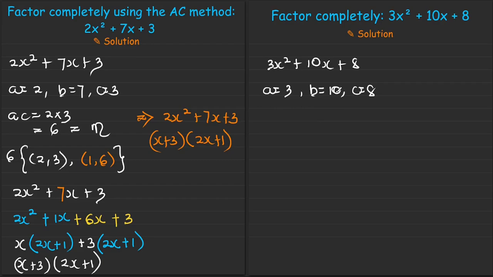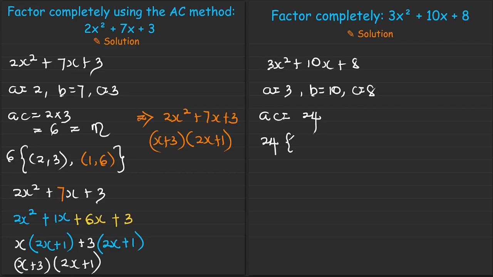So with that, we have our AC. The product of A and C becomes 3 times 8. And 3 times 8 gives us 24. You see? Now we need to find factor pairs of 24 that when we add, we will get the value of B. So for 24, what are some of the factor pairs you can think of?